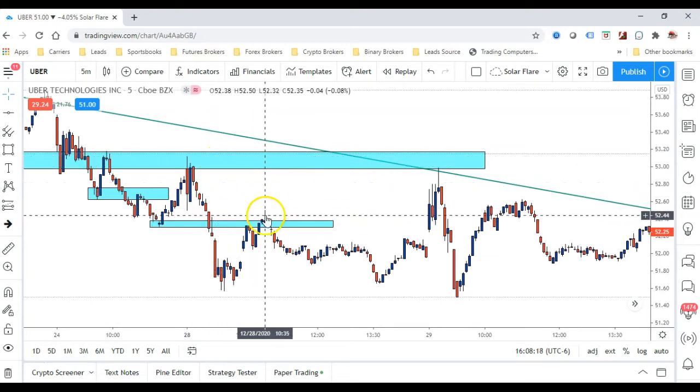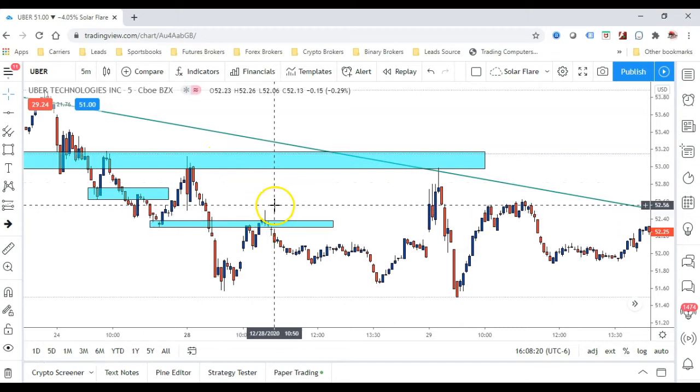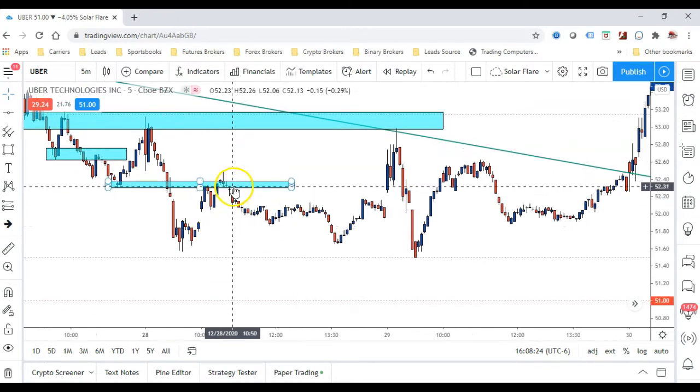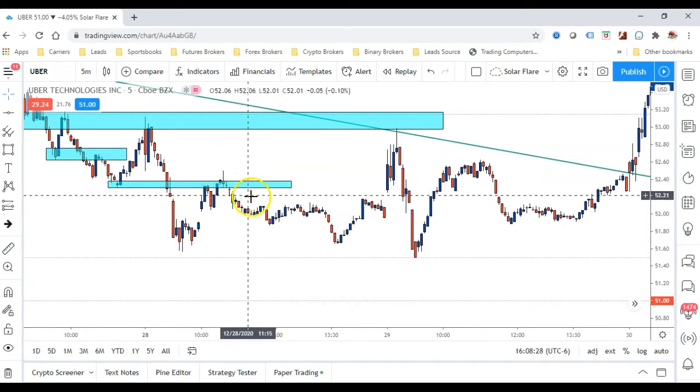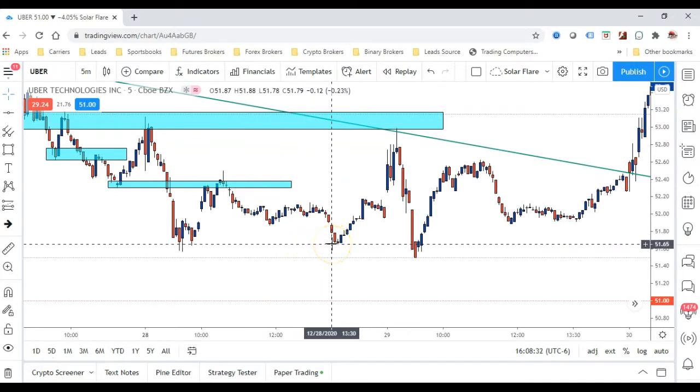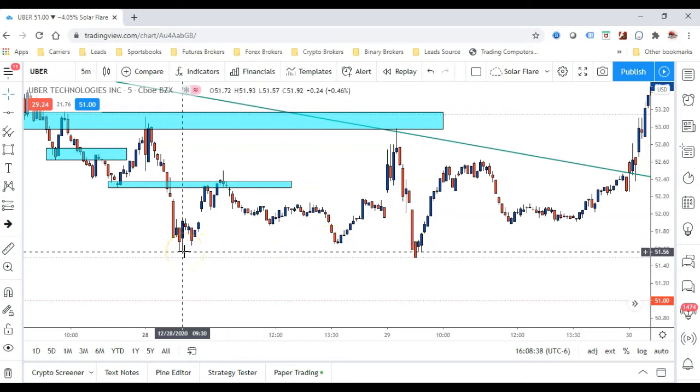But here, I wouldn't have worried about it. It wicked up a little bit. That's not a big deal. But then, as you can see, price dropped. So we would have got in at about $52.31, and we could have shorted that all the way down to $51.65. So that was a nice move. It didn't hit our swing low, which was right here from the next candle, but it did come close.